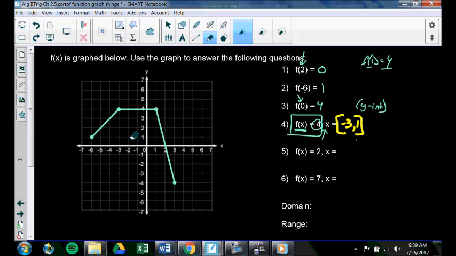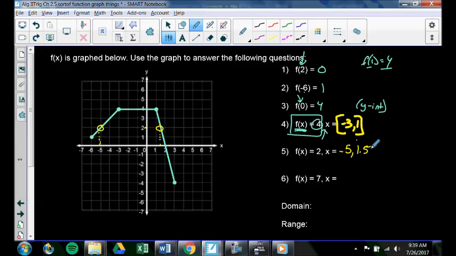If the y value is 2, what is the x value? If the y value is 2, that happens here and here. The x values are -5, and that is actually 1.5. It's not everything in between, so I'm just listing out those two things. If you're wondering how I knew that was 1.5, I didn't actually guess. This wasn't a guess.